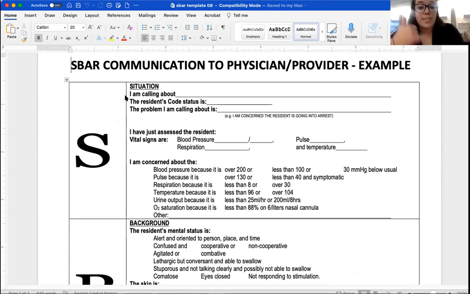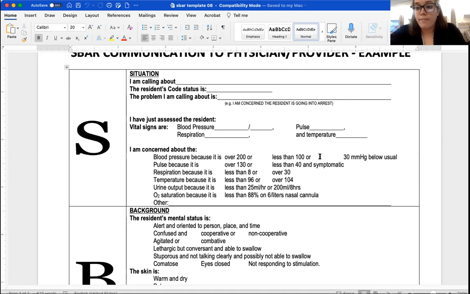You might pick up the phone and say, okay, hi, my name is blah, blah, blah. I am calling from this hospital. I'm calling about Mr. Johnson. He's in room 323. He has been having more difficulty breathing lately, and his oxygen saturations have been decreasing. His most recent vital signs were this, and I might say I'm concerned about his condition.